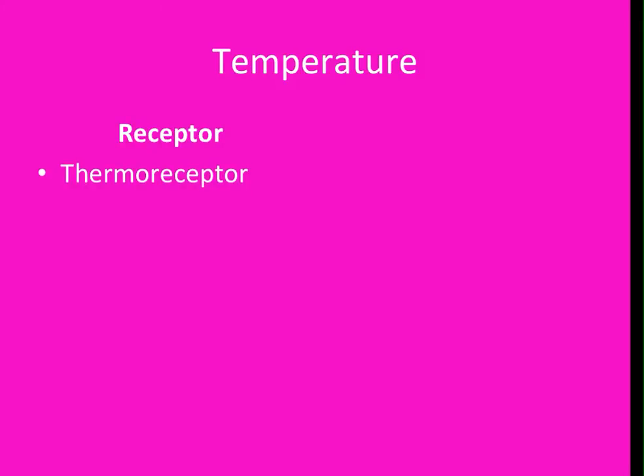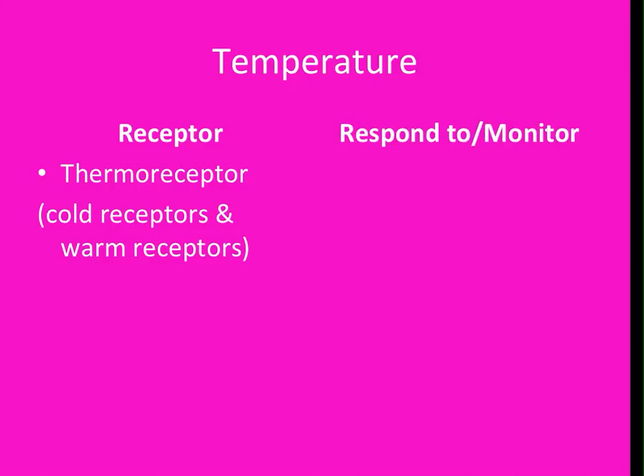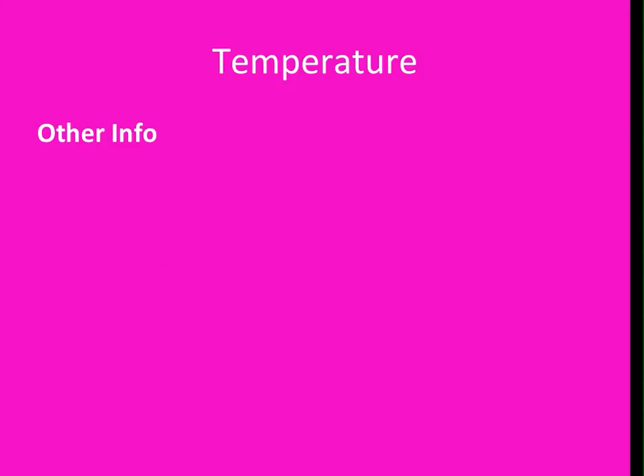Okay, our next sense is temperature. So that goes in the sense box. The receptors we have are thermoreceptors, and we have two types. We have cold ones and we have warm ones. And obviously what they respond to and monitor are temperature changes. These are one of the types of senses that adapts very quickly. So you walk into a room and you're like, oh, it's cold, or oh, it's hot, but you tend to adapt very quickly and you get used to it and you don't notice it anymore.